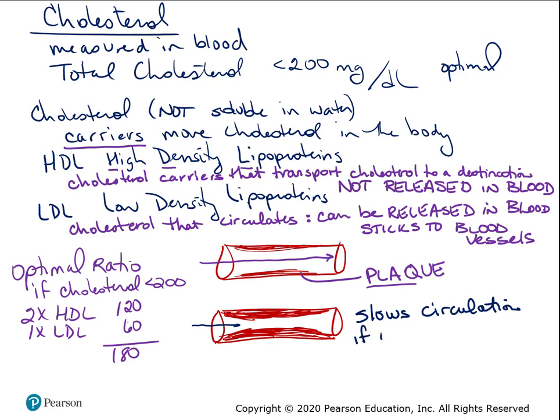If this is in the heart muscle, what could this cause? A heart attack. This could block blood flow to the point that blood doesn't get to the heart muscle and you can end up with a heart attack. What about if it's in blood vessels that supply the brain? That can increase the risk of stroke. So stroke can occur.